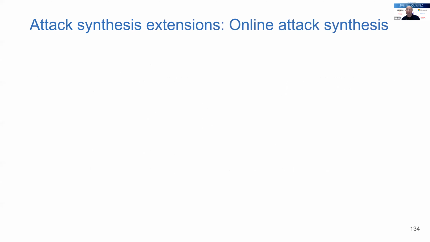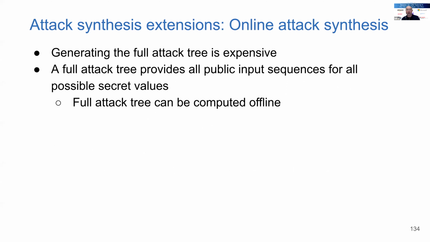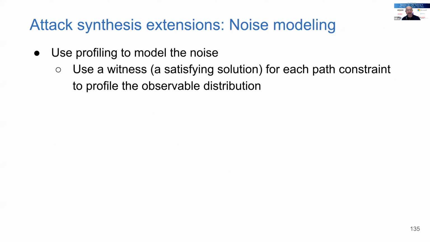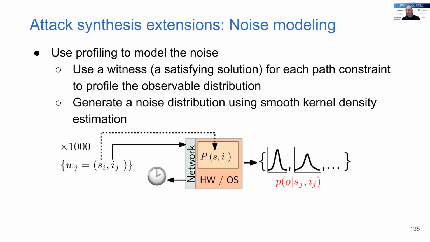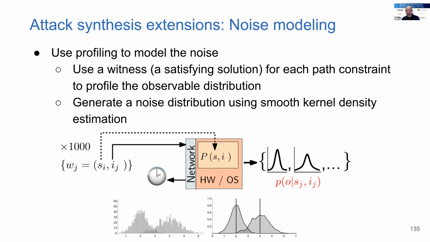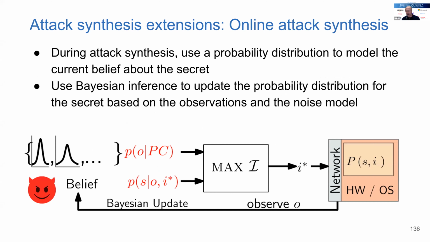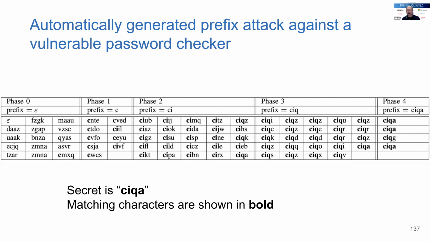I'm going to skip a bunch, unfortunately. We do attack synthesis, we model the noise, and we can do offline profiling and generate attacks pretty efficiently. We use online attack synthesis. Our noise modeling uses profiling. I'm running out of time, so I just want to show you the results. We do profiling of the noise and take the noise into account. And we actually get noise distributions, and using online noise distributions, we generate the attack. So I want to show you one attack example.